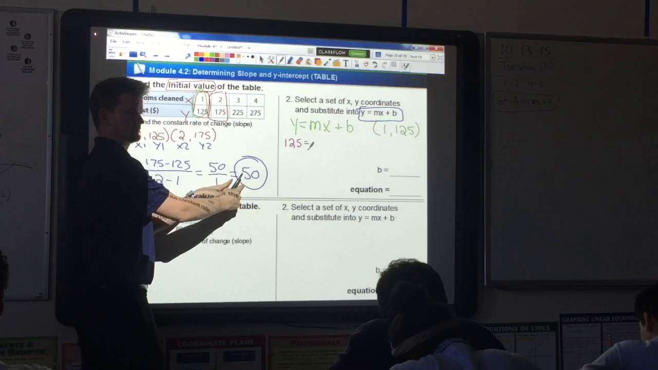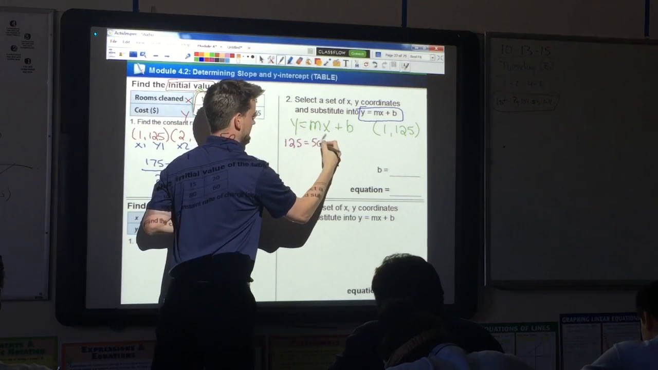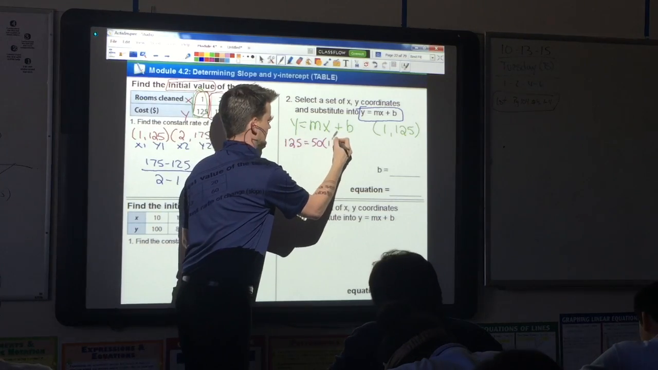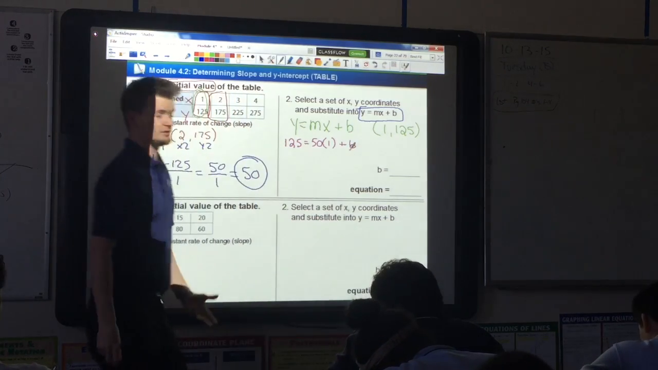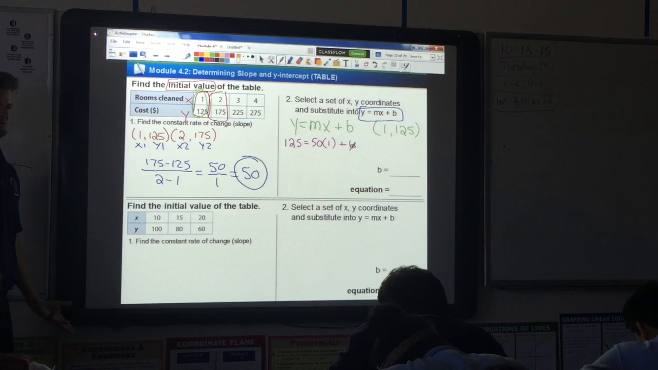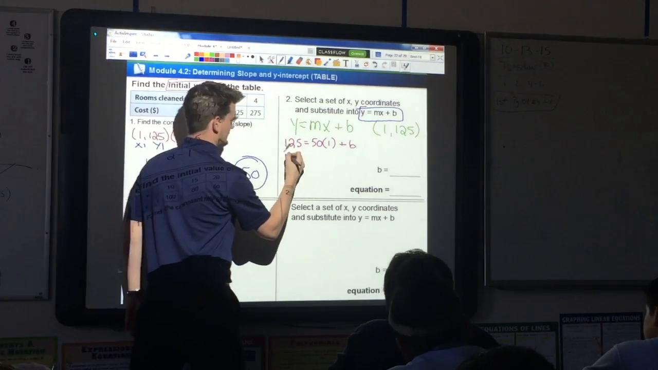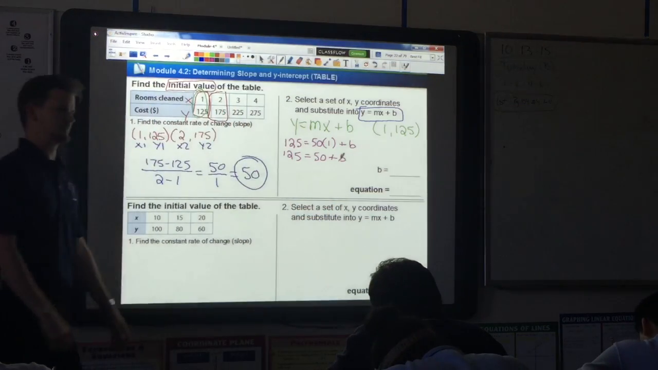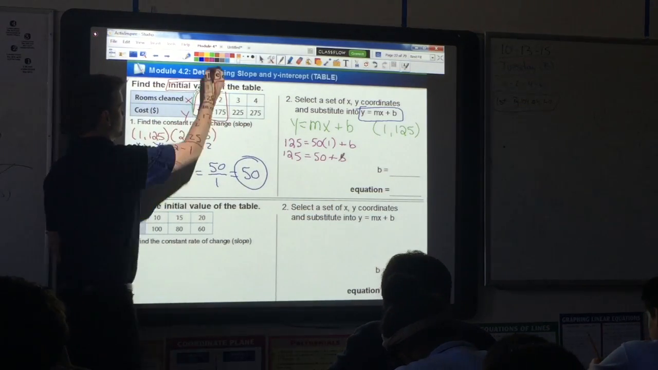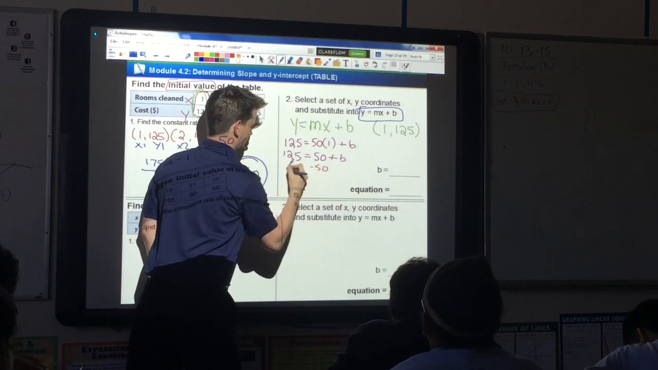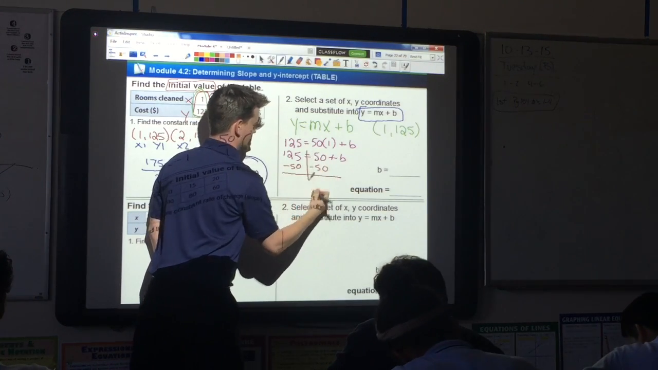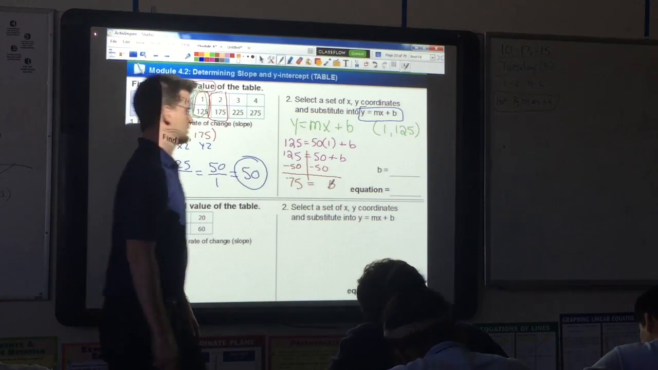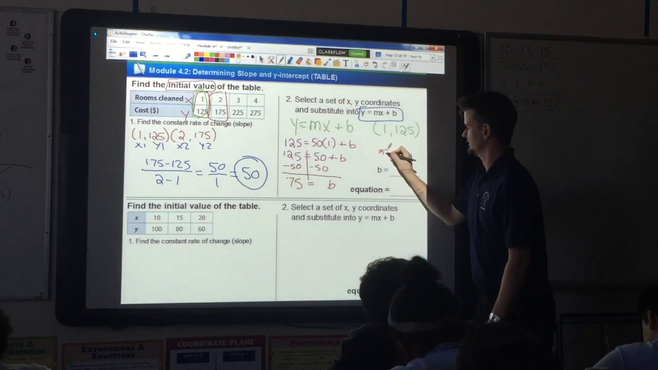Equals, what's my slope? 50. Times, what's my x value in that coordinate pair? 1. 50 times 1 plus b. What's 50 times 1? 50. Once again, this becomes very simple. 125 is equal to 50 plus b. Remember I asked if you guys can solve a one-step equation? Can you solve this? Okay. So we subtract 50 from both sides, and guess what you just found? Your y-intercept is 75.